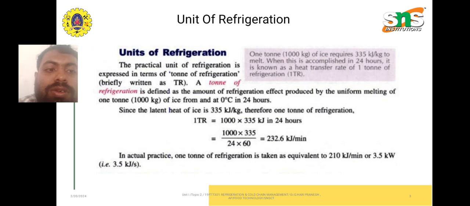1 TR is equal to 1000 into 335 kilojoules in 24 hours, in which we can calculate for 24 hours into 60 minutes, it is 232.6 kilojoules per minute. In actual practice, 1 ton of refrigeration is equivalent to 210 kilojoules per minute or 3.5 kilowatts.